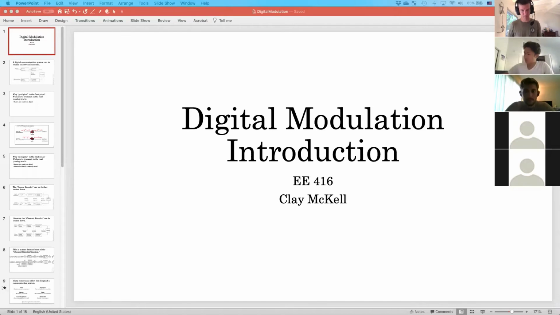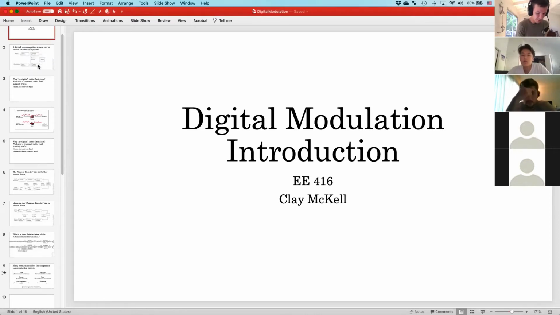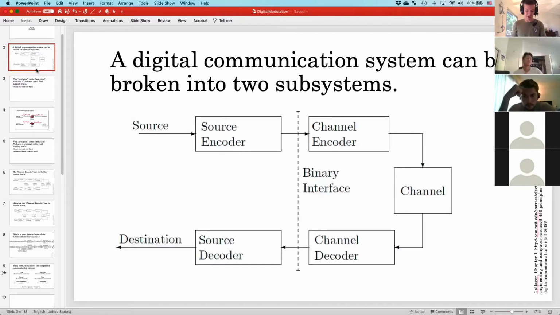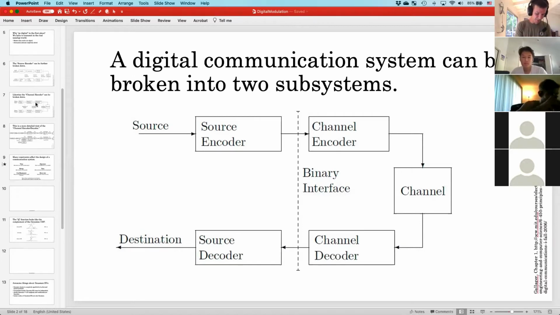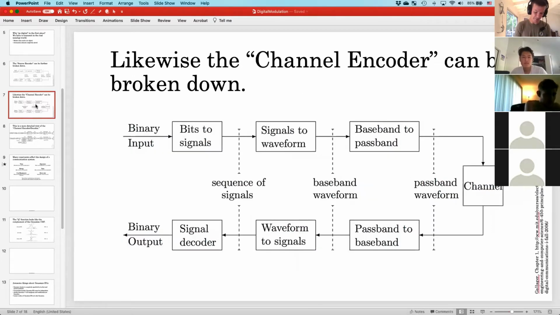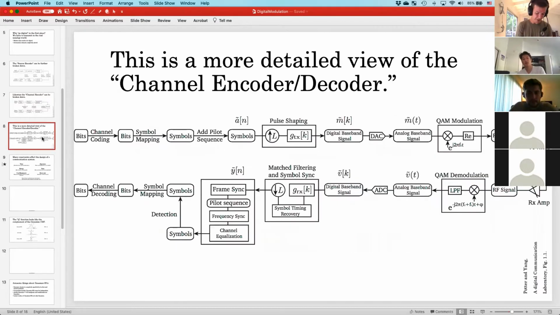Okay, let's go to the PowerPoint. On Monday, I walked you through the decomposition between source coding and channel coding. The power in decomposing a system in this way is that you can do the two designs independently, because all they have to do is interface between each other with bits. We unpacked the source encoder. We unpacked the channel encoder. What I didn't draw was this figure. I think you'll understand why. But this is a more complete decomposition of what we're going to be getting into.